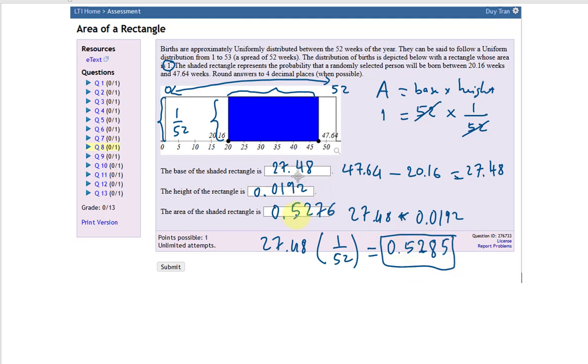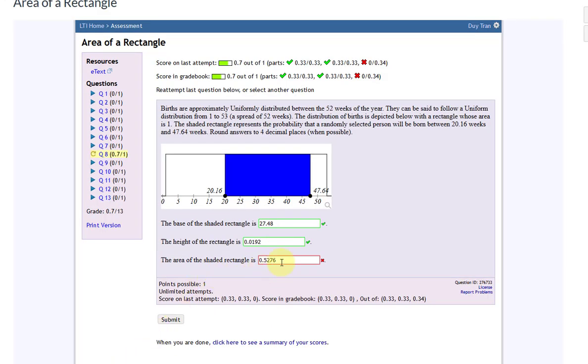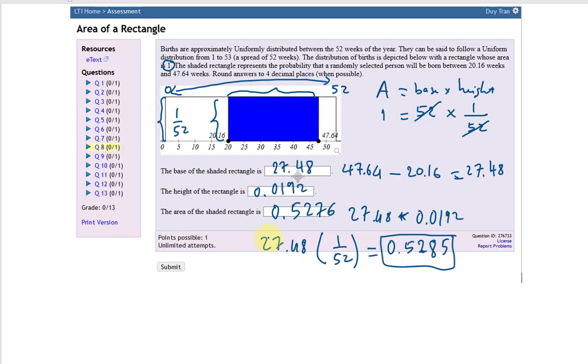This is a little bit better compared to the other value, because for that value we used the rounded height of the rectangle, so we rounded two times. That's why the system wants you to use the exact value 1/52 for the height instead of the rounded value when multiplying by 27.48. So let's try this number, 0.5285. Try it again, and it should be correct now. So in this case, use the exact value 1/52 for the height of the rectangle when you find the area.